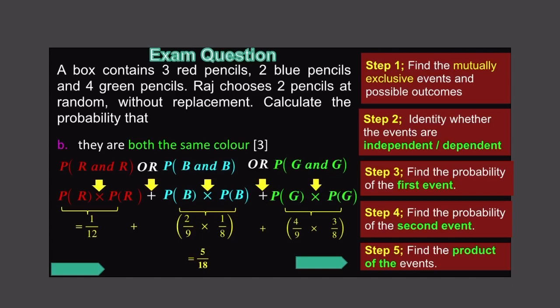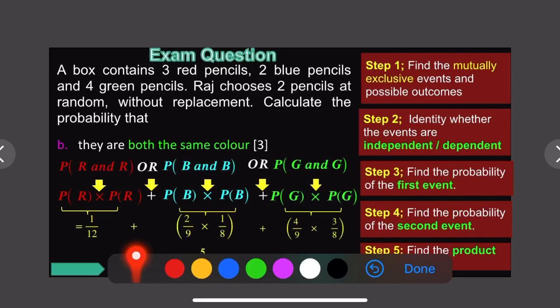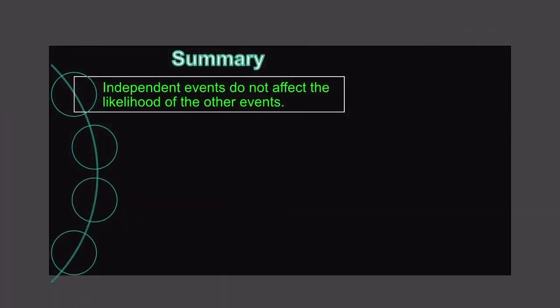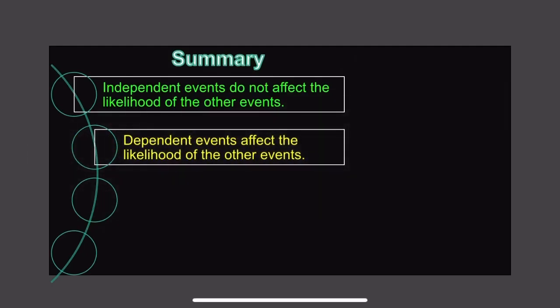In the first step, what we have done is we have identified the possible choices, the possible outcomes of mutually exclusive events. Also, we have identified whether the event is independent or dependent, and as a third step, we have found the probability of the first event and then the second event. Okay, and we have multiplied all together. We know that independent events do not affect the likelihood of the other events, while dependent events affect the likelihood of the other events. Okay.